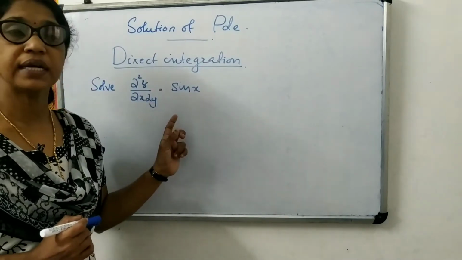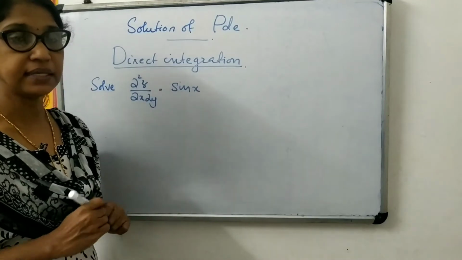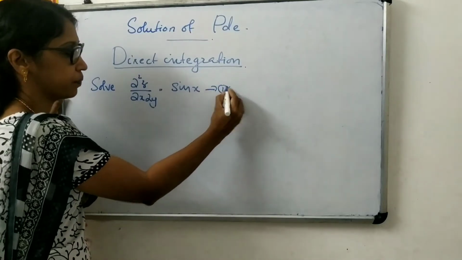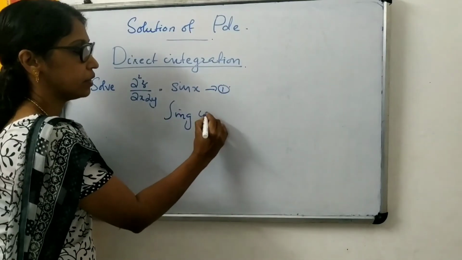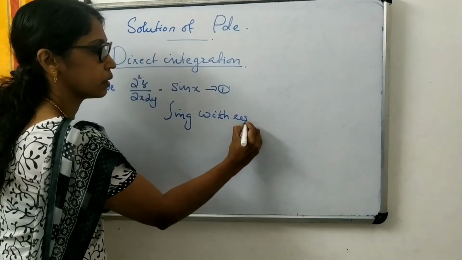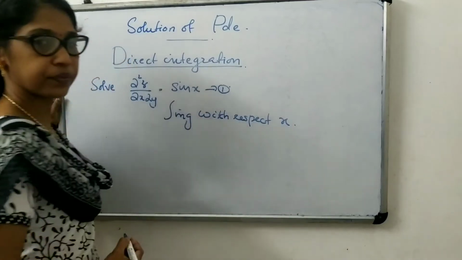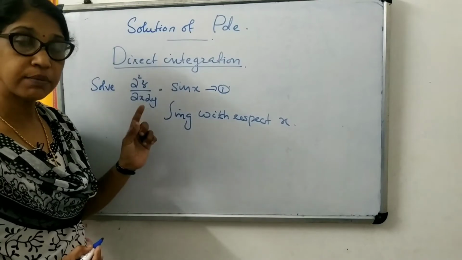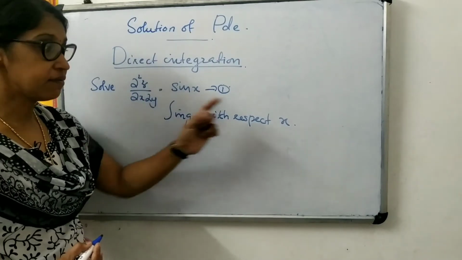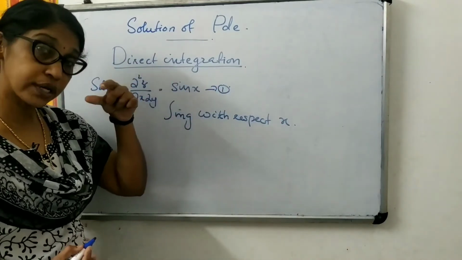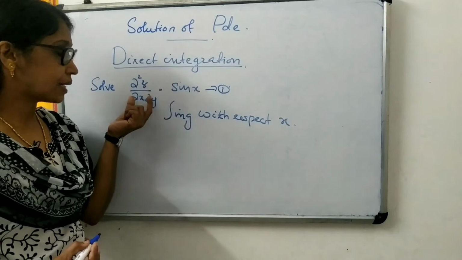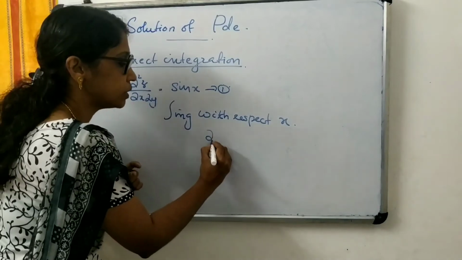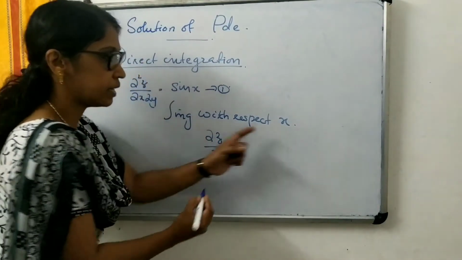So first I am going to integrate in the direction of x-axis, that is integrating with respect to x. Look at this. This is equation number 1. Integrating with respect to x, this ∂²z/∂x∂y becomes ∂z/∂y. That is, the order is reduced from second order to first order. First when we integrate, the order becomes 1. So this becomes ∂z/∂y.